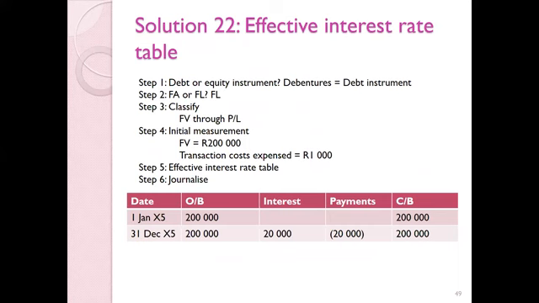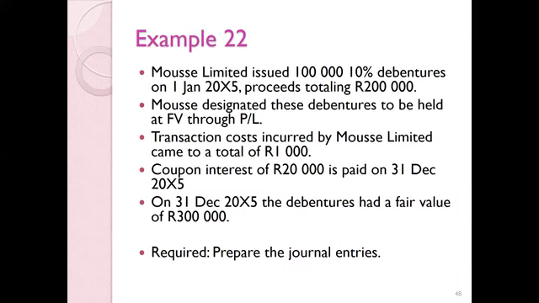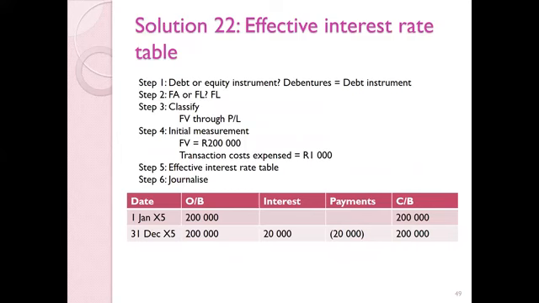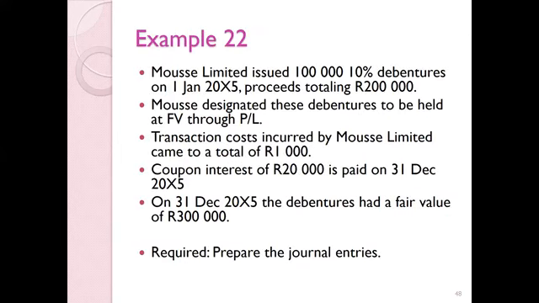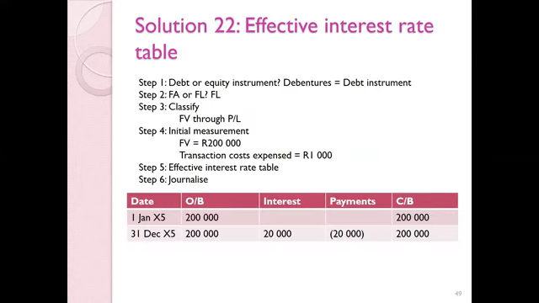equity instrument? We're told in this question that we are issuing debentures. Debentures being a form of loan is a debt instrument. Do we have a financial asset or a financial liability? If we are issuing debentures, means we are getting money now that we have to pay back in the future. And we're giving an IOU. So that then means we have a financial liability.